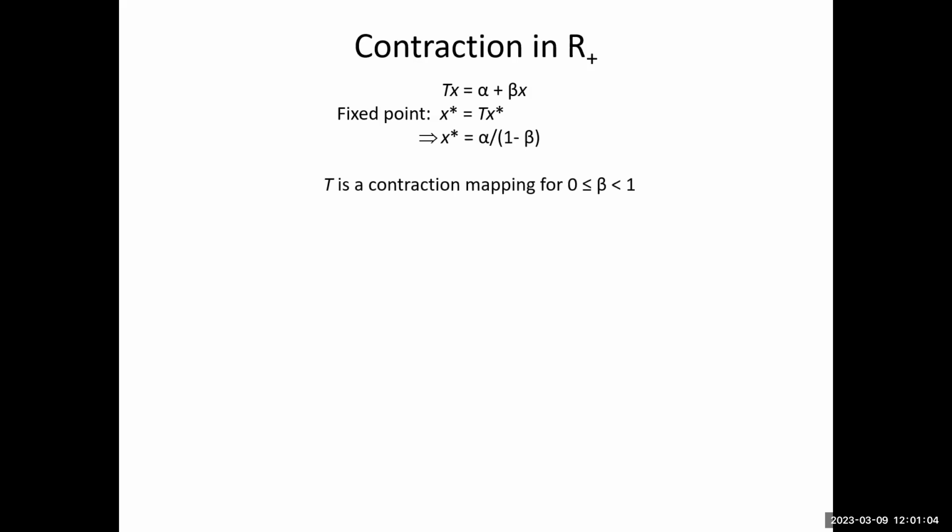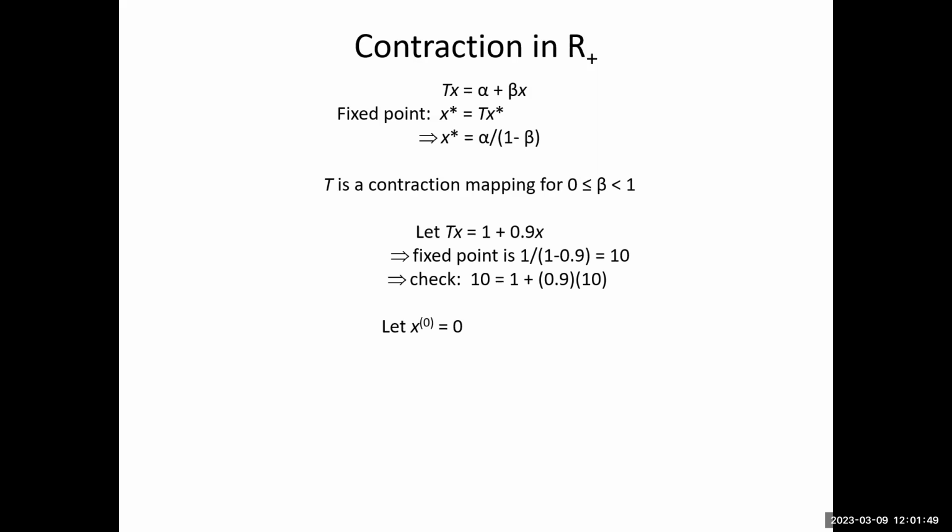We will see that T is a contraction mapping for beta greater than or equal to 0 and less than 1, meaning that repeated application of T starting from any initial value of X must converge to the fixed point X star. To visualize this iterative process, we must choose values for the parameters of T. Let's choose alpha equals 1 and beta equals 0.9. Plugging in, we compute that the fixed point of this operator is 10. We can check that 10 is the fixed point by applying the operator to 10. We get 1 plus 9 equals 10.